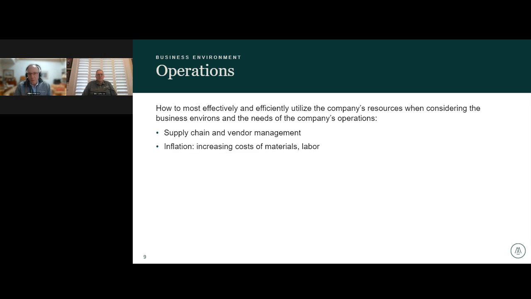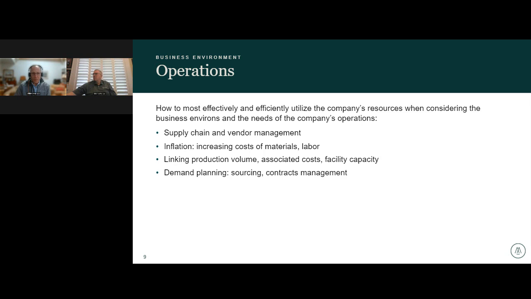Inflation, we're all dealing with that. Being able to identify potentially where you can increase your efficiencies, how you can operate more efficiently and manage your margins better. When it comes to production, understanding what the facility capacity constraints are, what your utilization of your facility is, and maybe there's some economies of scale that you could gain through increased production volume. So all these things are tied together, and obviously usually in the top of the mind of anybody managing this area.